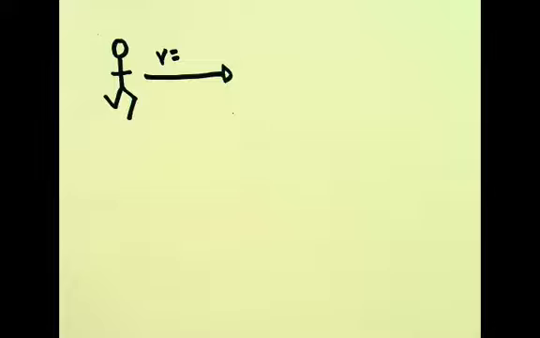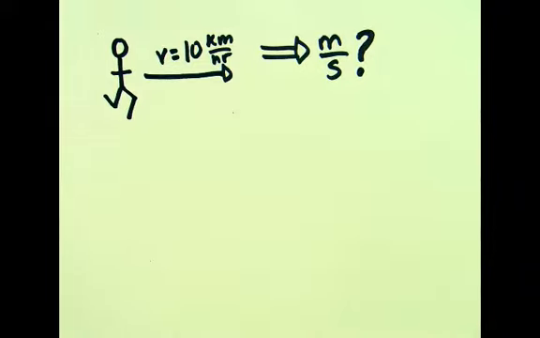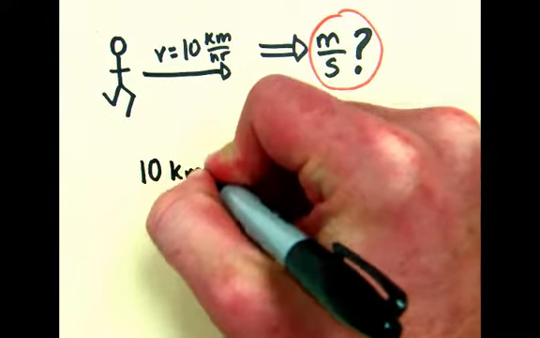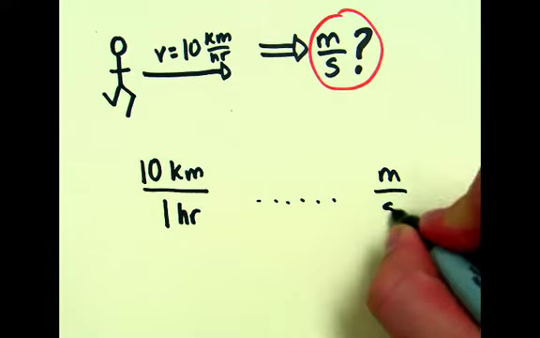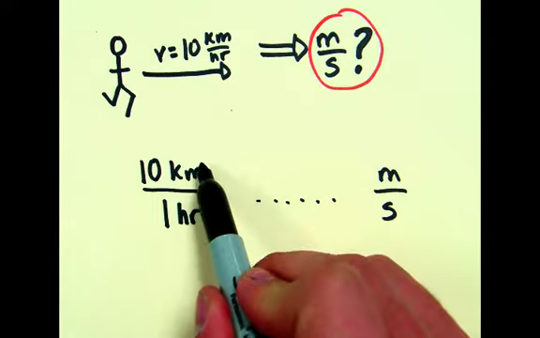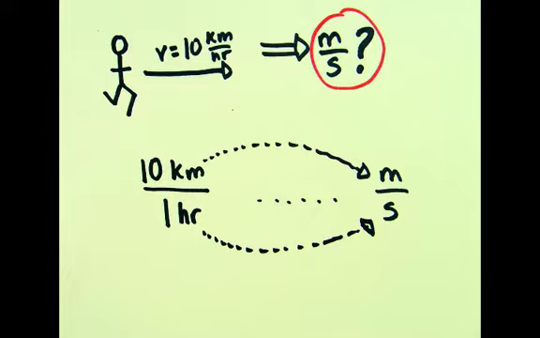Let's say you're told that a person is running 10 kilometers per hour and you want to find out how fast that is in meters per second. Well, you start by writing your given number as a fraction, mirroring the format of the units. 10 kilometers per hour means that you travel at a rate of 10 kilometers in every single hour that you are running. At the end, you know that you want to have meters per second, so you know you need to change kilometers to meters and you need to change hours to seconds.